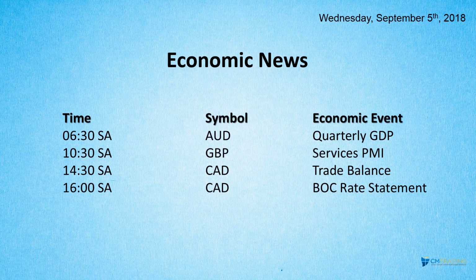So looking at the economic events of the day, starting out earlier this morning at 6:30 South African time, quarterly GDP numbers coming out of Australia. We'll take a look at that in just a moment, after the rate decision from yesterday. And then at 10:30 South African time this morning, GDP numbers and services PMI numbers coming out, and then more importantly, trade balance and the Bank of Canada rate statement coming out at 2:30 and 4 o'clock later this afternoon.